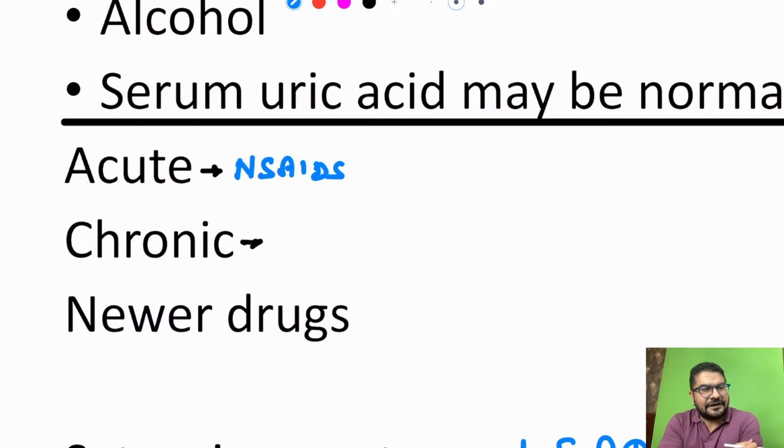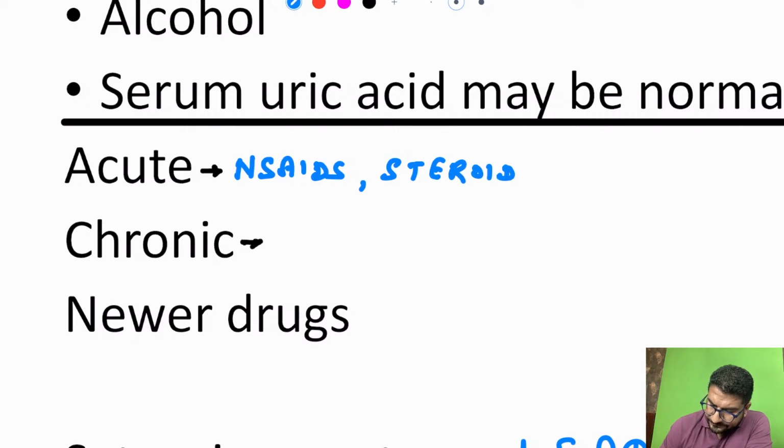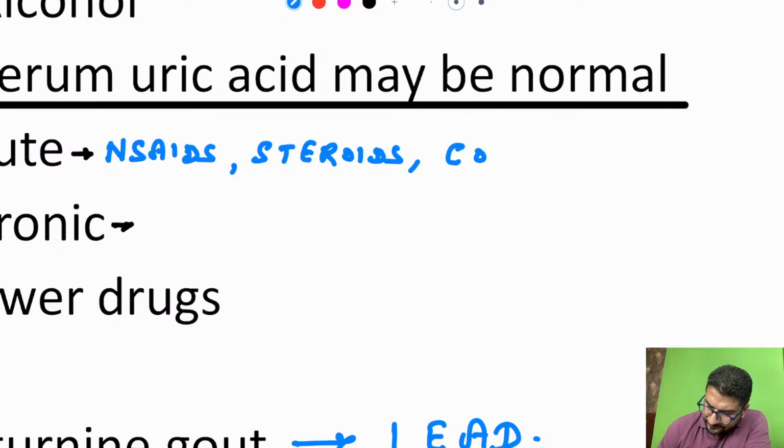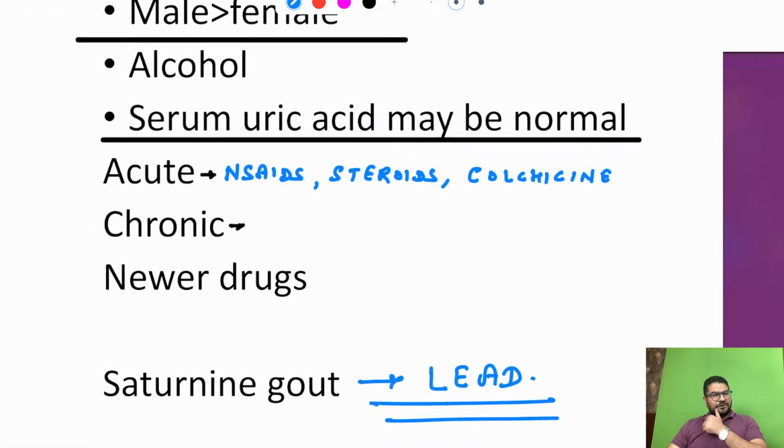Second thing is, if it is not controlled by NSAIDs, then we can think of starting steroids. Then you can run steroids for the patient for a short time. And if it is still not controlled, we can also use colchicine. So these are the drugs we have in acute gout.